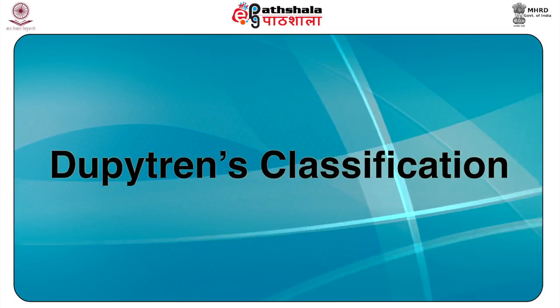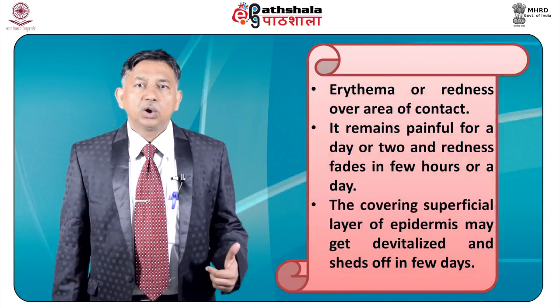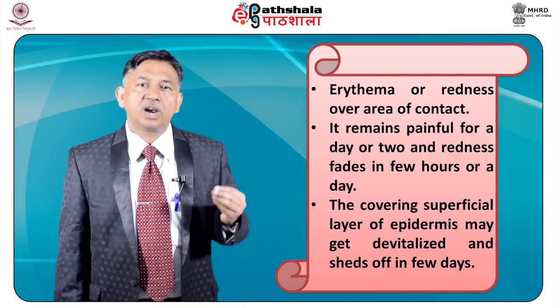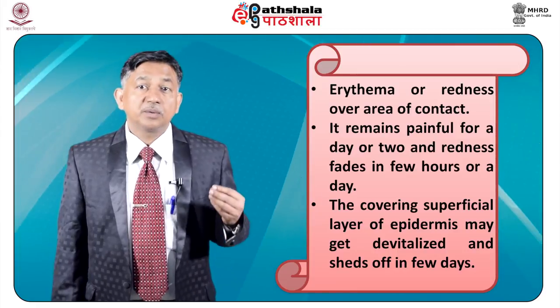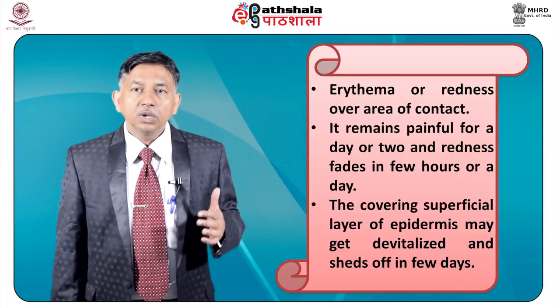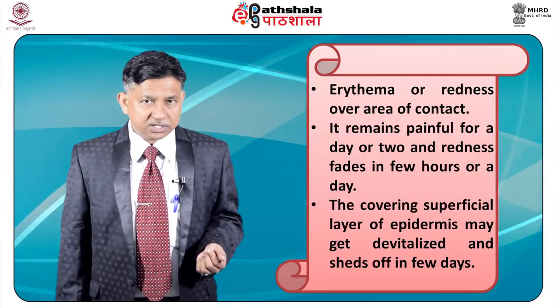The second classification is the Dupuytren's classification, according to the depth of tissue involved. He classified the burn injuries into six categories, that is 1st, 2nd, 3rd, 4th, 5th, 6th. First degree, when low degree heat is applied for a very short duration, there occurs an erythema or redness over the area of contact. It remains painful for a day or two and the redness fades in a few hours or a day. The covering superficial layer of epidermis may get devitalized and shed off in a few days.